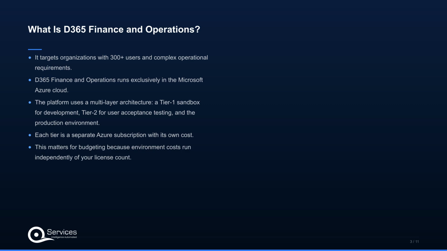For companies with simpler needs, Microsoft's Dynamics 365 Business Central documentation covers the SMB-focused alternative, which uses a separate code base and license model. D365 Finance and Operations runs exclusively in the Microsoft Azure cloud. There is no on-premises option for new implementations, though a hybrid path exists for regulated industries via local business data deployments. The platform uses a multi-layer architecture, a Tier 1 sandbox for development, Tier 2 for user acceptance testing, and the production environment. Each tier is a separate Azure subscription with its own cost.